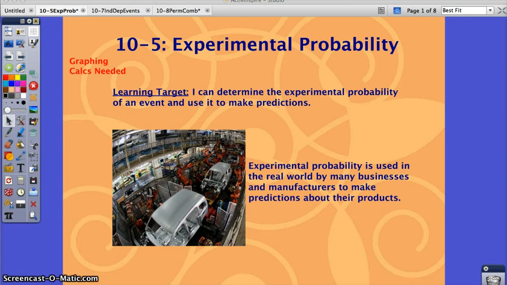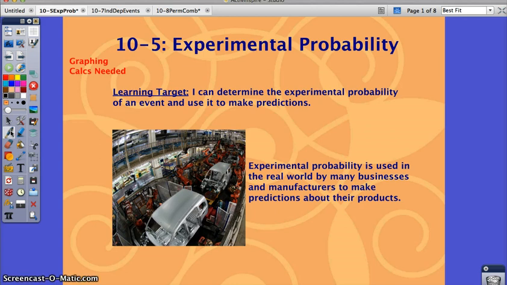So we are going to be determining the experimental probability of an event and using it to make predictions, and that's what this picture is about. So a business might look at their products that they're producing, figure out how many have defects or how many come out correctly in their assembly line out of a mass of 1,000, and then they might use that to make predictions for if they were making 1 million or 10 million of those items.